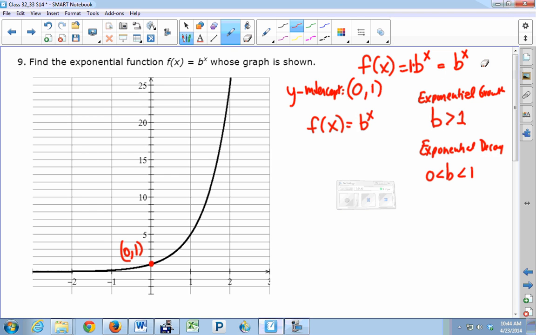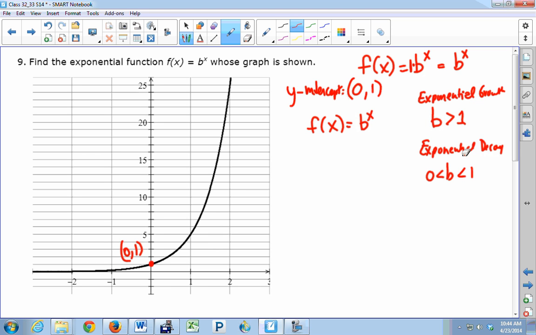So when we look at this graph, which of these 2 flavors is it? Is it growth or decay? It's growth. Because as we move from left to right, this curve is starting to grow pretty quickly, increase pretty quickly. So we know something about the value of b. b has to be a number bigger than 2.